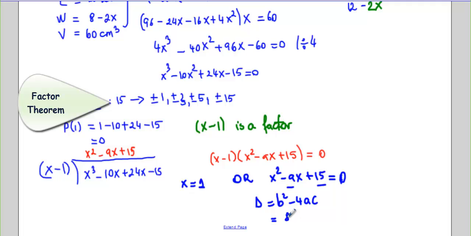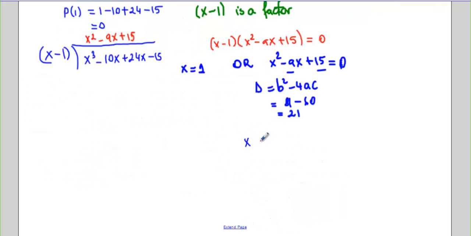B squared minus 4ac. It's 81 minus 60, or 21. Which means that we have two possible x values. X would be 9 plus or minus the square root of 21, which is 4.6, divided by 2. Well, if we choose the positive option, 9 plus 4.6 divided by 2 is 6.8. Or the negative option, 9 minus 4.6 would be 4.4 divided by 2, or 2.2.